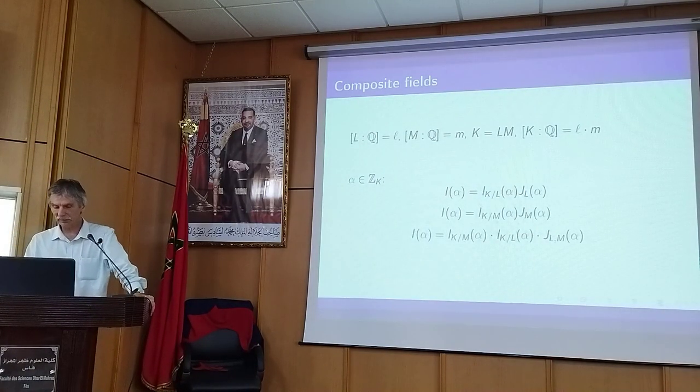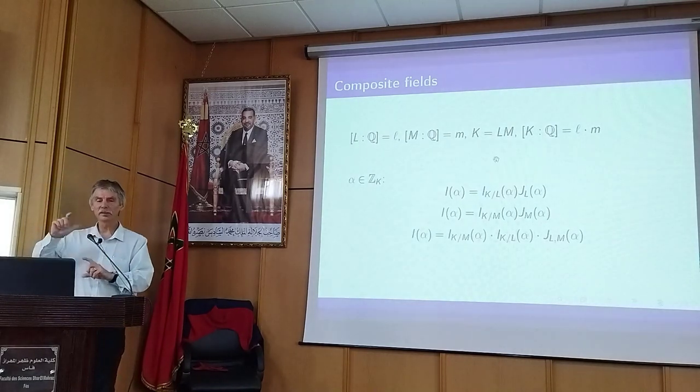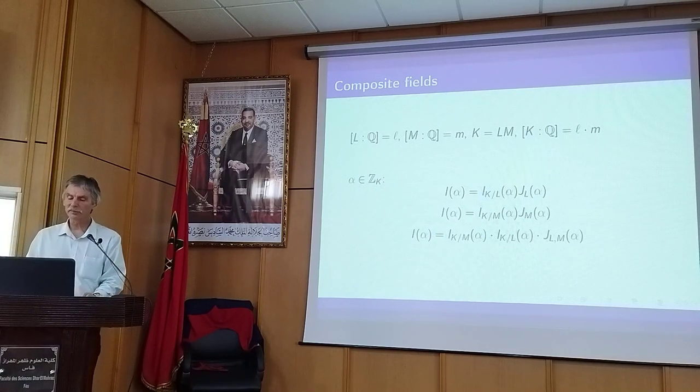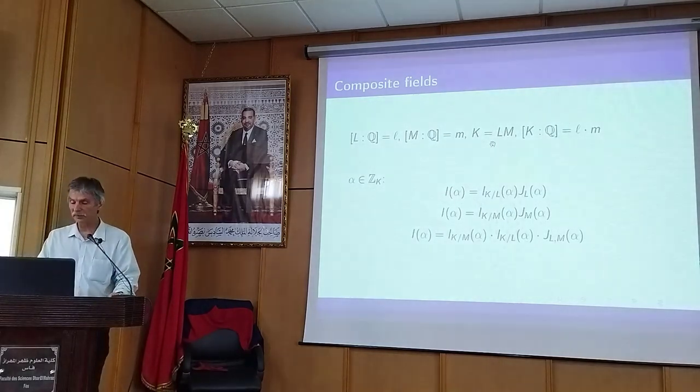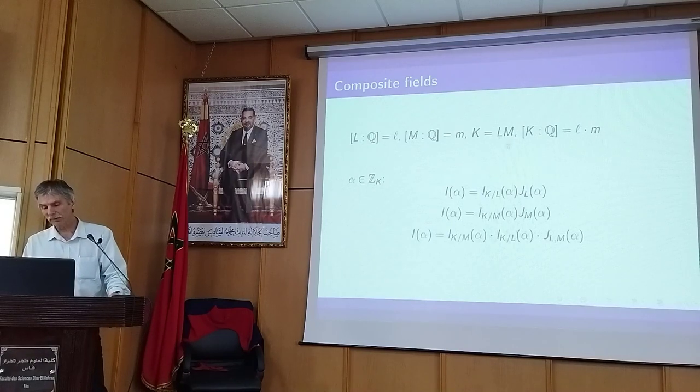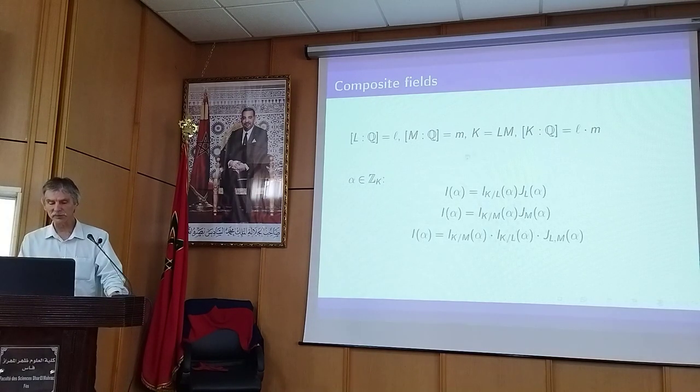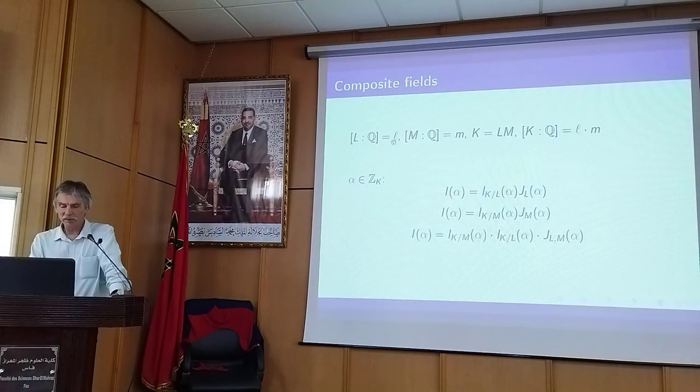A more lucky situation is that we do not only have a relative extension, but we have the composite of two number fields, and this was actually the case also in the previous example, where the product of the subfields has full degree, which is equal to the product of the degrees of the subfields. So assume that capital L is a number field of degree small l, and capital M is a number field of degree small m. And we assume that the composite field K, which is the product of these subfields, has degree l times m.